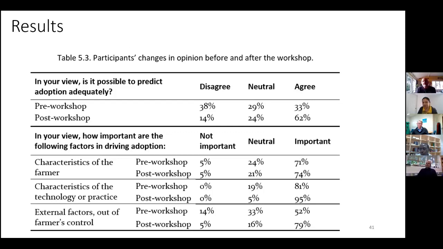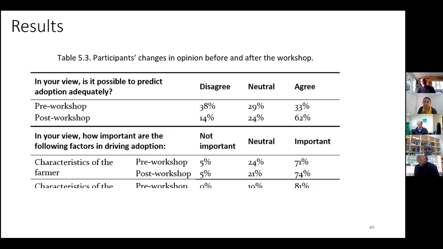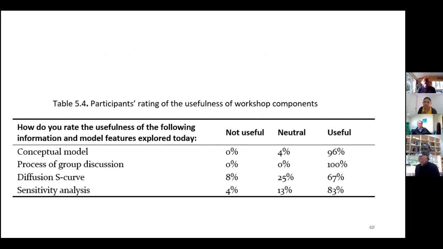So the participants' changes in opinion before and after the workshop, whether their opinion about being able to predict adoption adequately changed, and there was a change in the attitude that people would actually agree after the workshop. There was an increase on people believing that it is possible to predict adoption adequately from the beginning. And the ones at the bottom is again, I just wanted to test whether they consider the characteristics of the farmer or the practice or the external factors important or not. So these are the changes in the workshops.